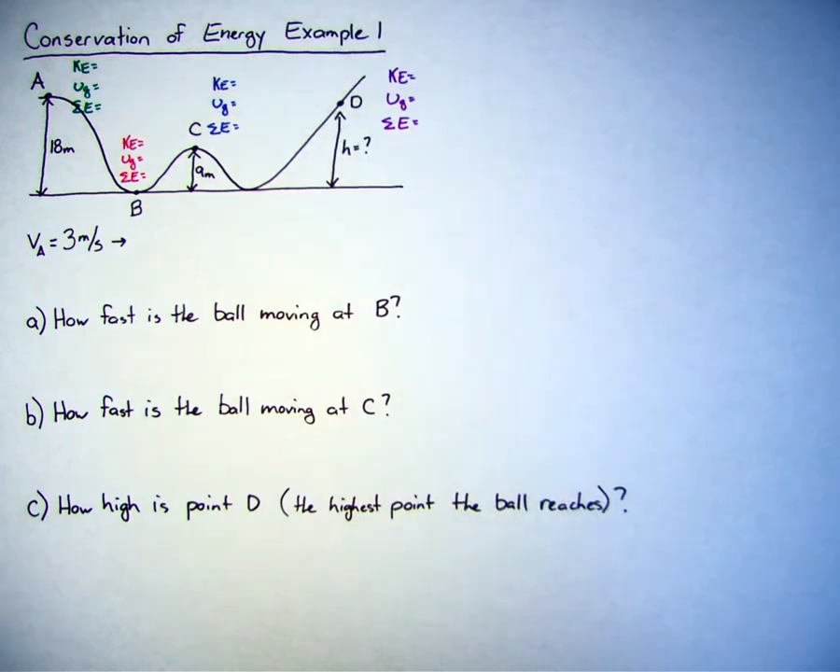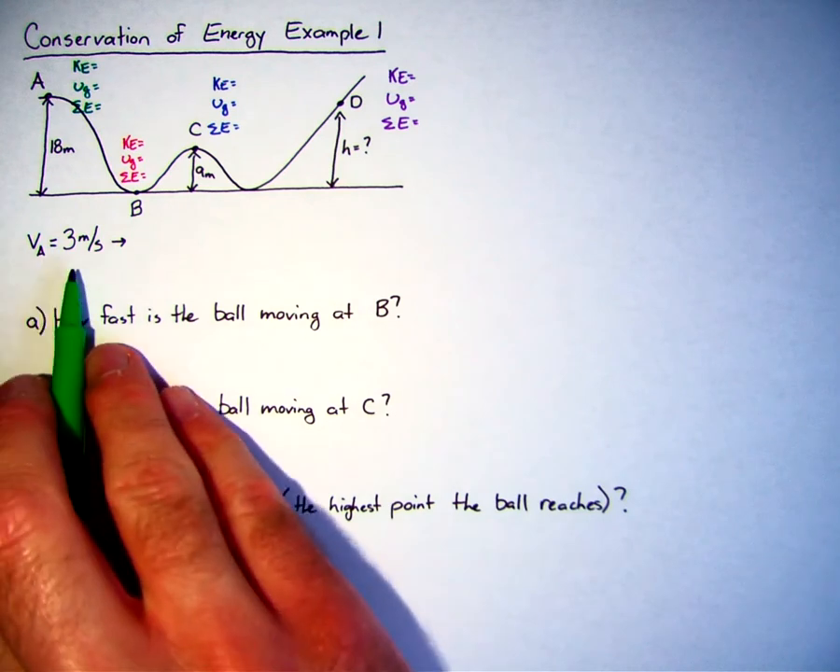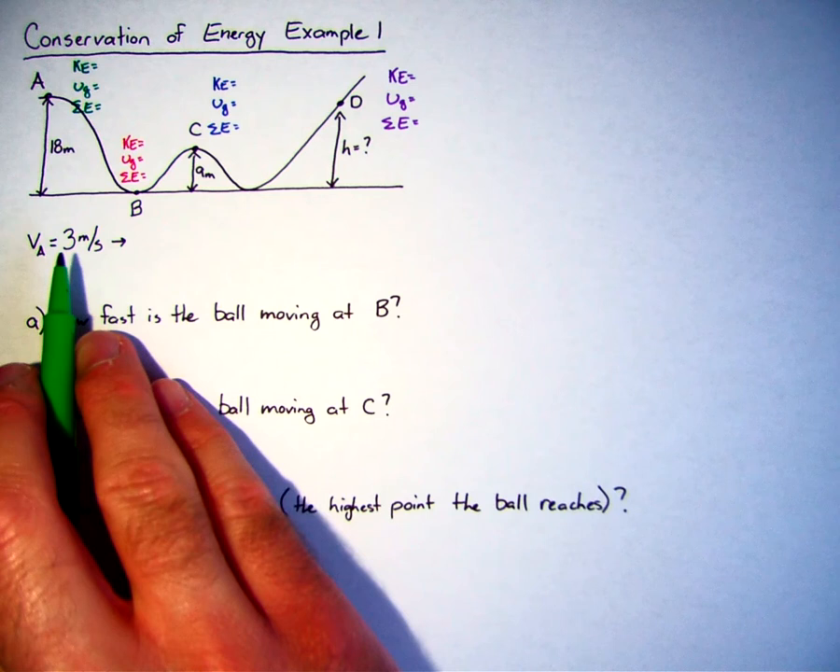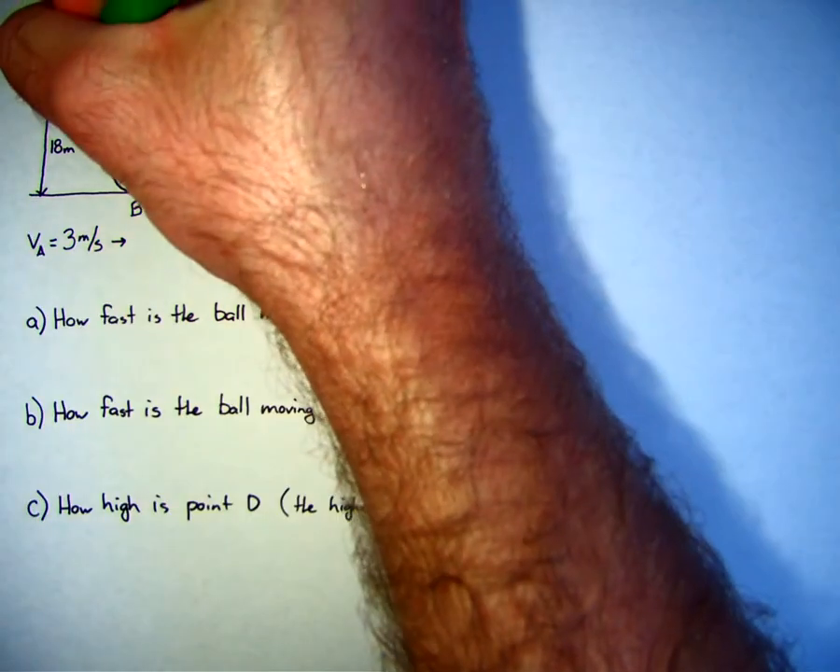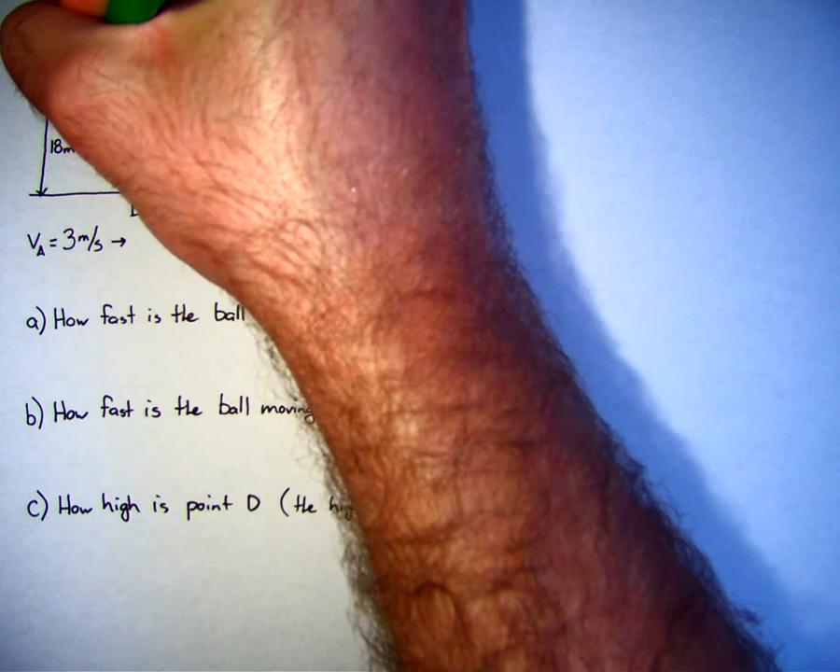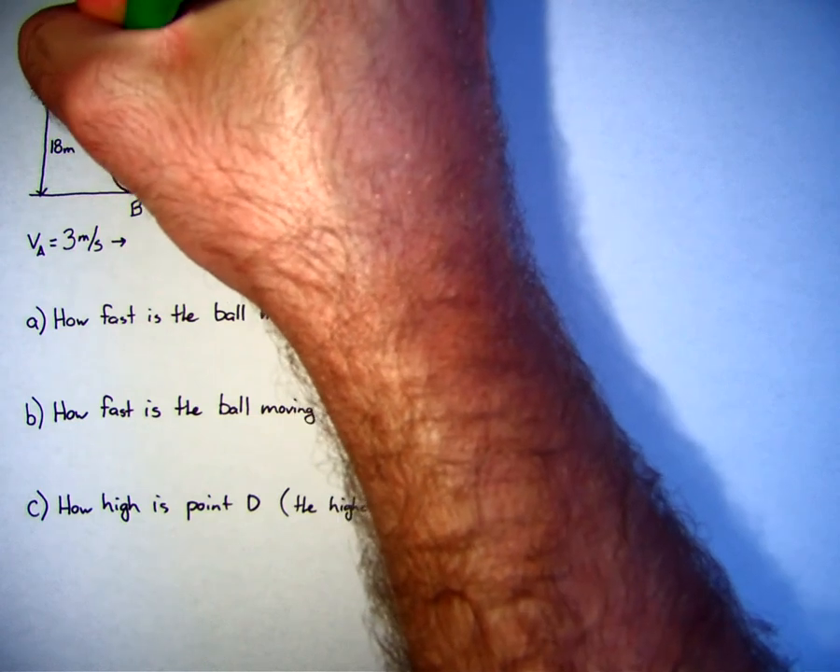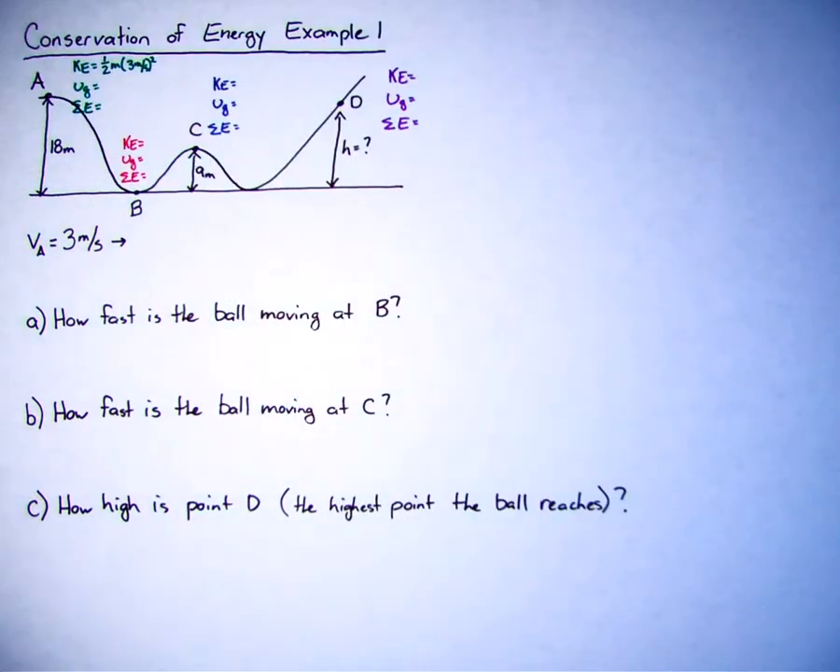Now, I'm going to start out at point A, because I know at point A, it has a height, it has a velocity, and I know both of those. So I'm going to use what I have here to fill in what I know. So the kinetic energy is 1/2 mv squared. Well, I know that the velocity is 3, so I know that the kinetic energy is 1/2 times the mass times 3 meters per second squared. I don't know the mass, so I can't really do anything else with that.